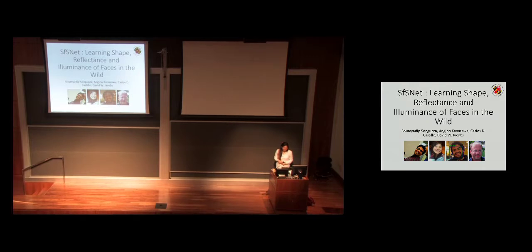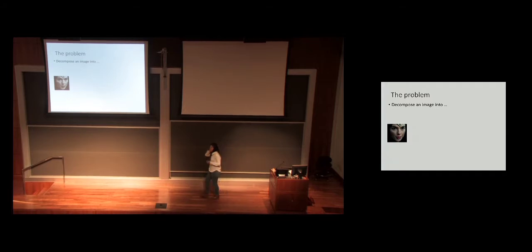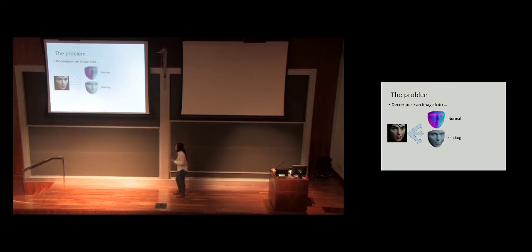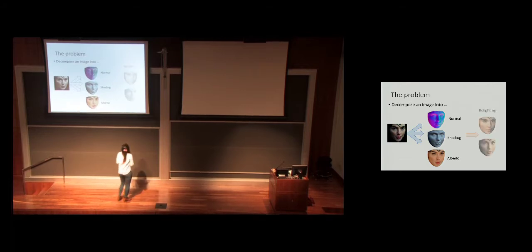Now I'm going to talk about the work I did with people at Maryland, my advisor Shomodip and Carlos. Here is another inverse graphics problem. It's not 3D, but it's related. Given this image, we want to decompose it into geometry, shading, and albedo. This is related to the intrinsic image problem. If you have these components, you can do things like relighting, and this is one of our results.